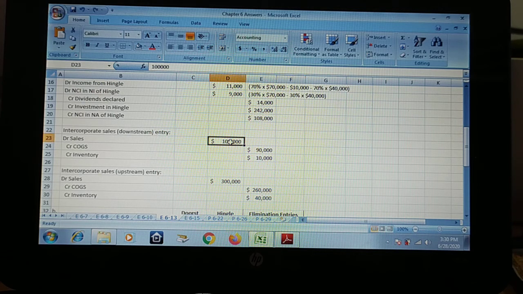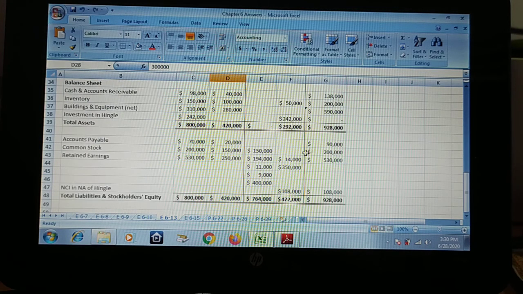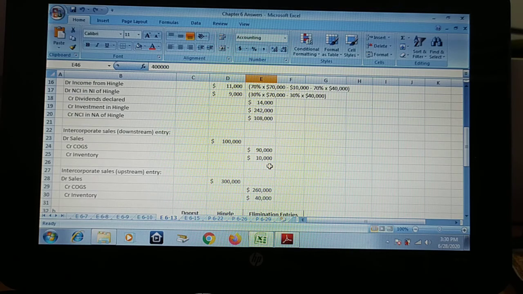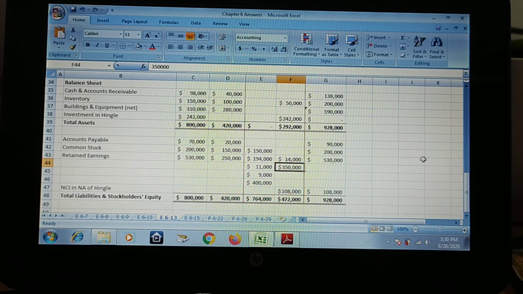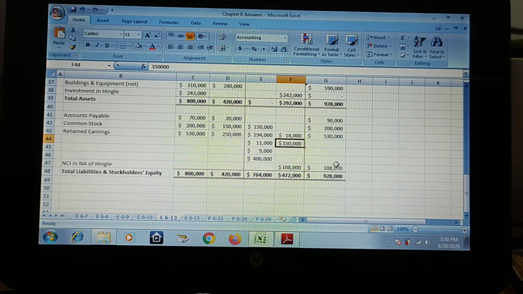So for the sales you just sum 100,000 plus 300,000, it will become 400,000. Similar with COGS, you sum 90 plus 260, it will become 350, and then the rest is the same when you move it to the consolidated column. So for retained earnings, this plus this, and then you minus all of the debit, you plus all of the credit, then you will get 530 again. So that's all for the third question.